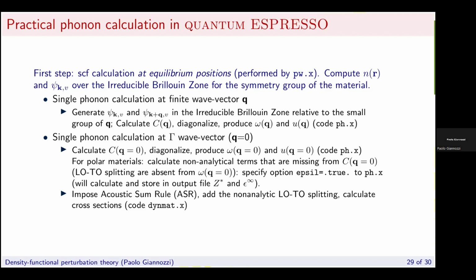Then, in a separate code, you can impose the acoustic sum rule at q equals 0. You may add the LO-TO splitting and diagonalize the force constant matrix with analytic and non-analytic terms inside. If you have non-analytic terms, you have to specify the direction of the wave vector. So q is equal to 0, but the direction along which you go to 0 is important.